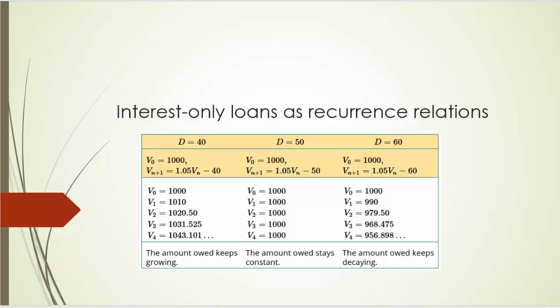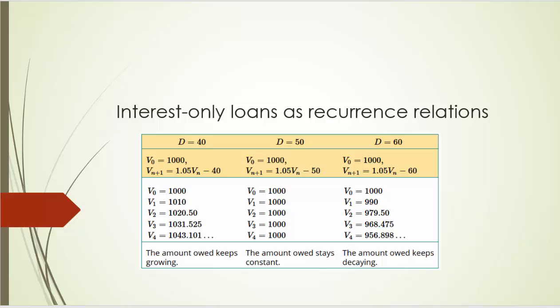Have a look at this table here, which shows in fact three different recurrence relations. In all cases the amount being borrowed is $1,000, and in all cases the rate of interest is, you tell me, 5%, I hope you would say. The first one you're paying back $40 a year, the second one $50 a year, and the third one $60.